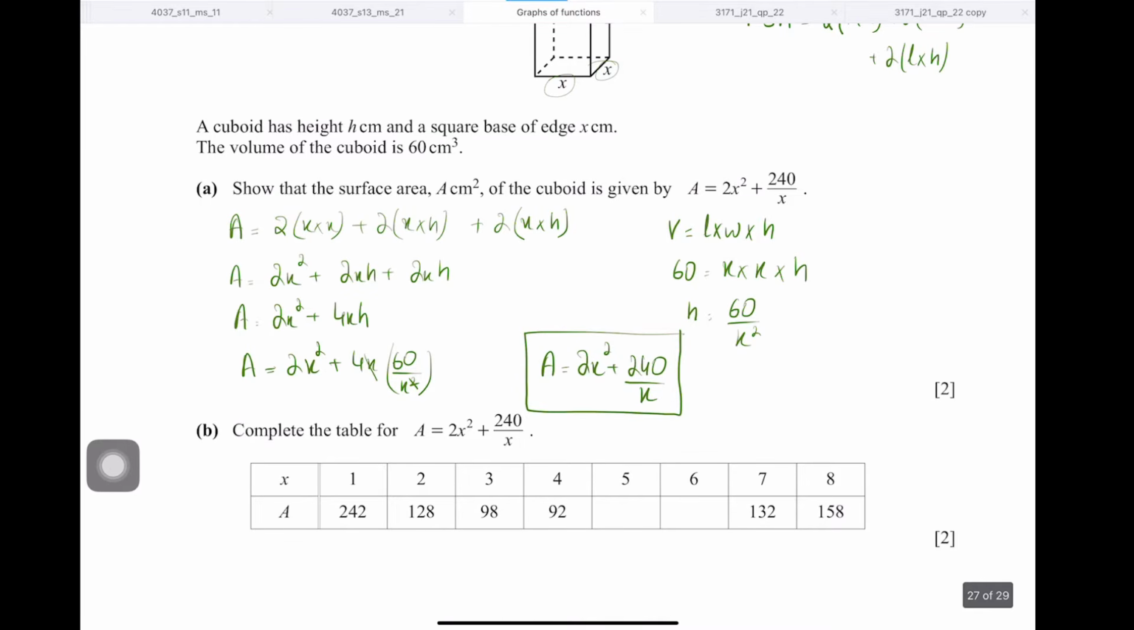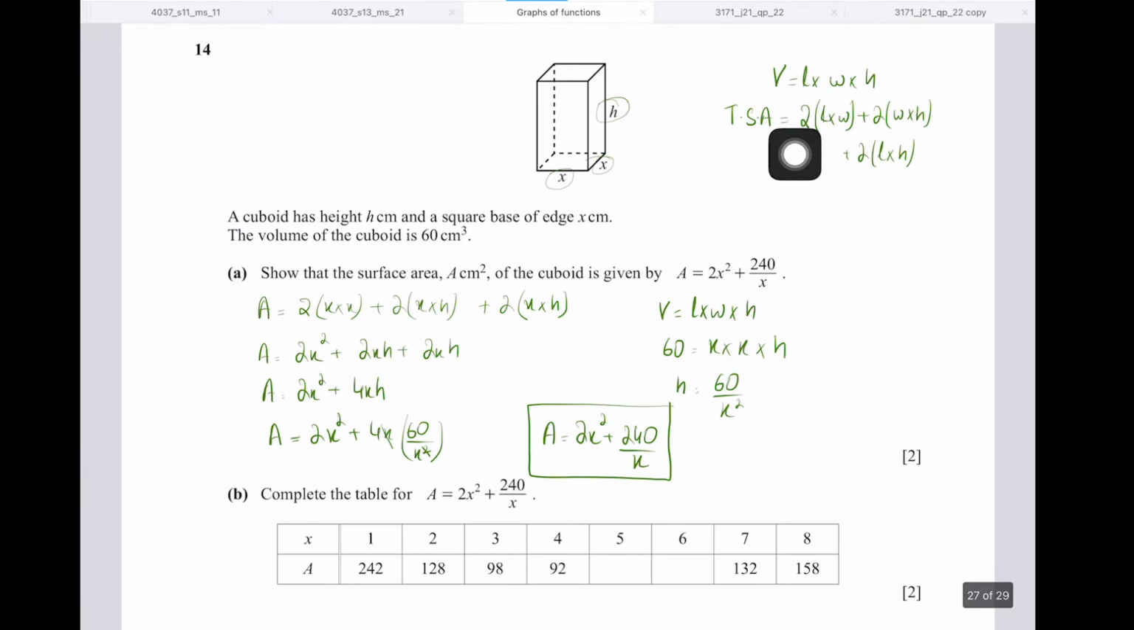Sir, could you give a recap? Yeah, sure. If you find out the total surface area of this shape using the existing dimensions x and h, this is what you'll end up with. 2x into x, basically the area of the base times 2 because you have a base and a top. The area of the side, x into h times 2, because you have it on the right hand side as well as the left hand side. Then x into h for the area of the surface right in front, times 2 because you have the same at the back as well.